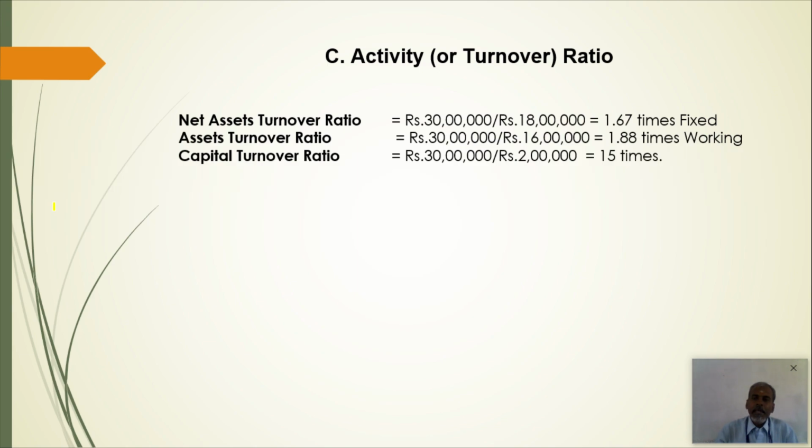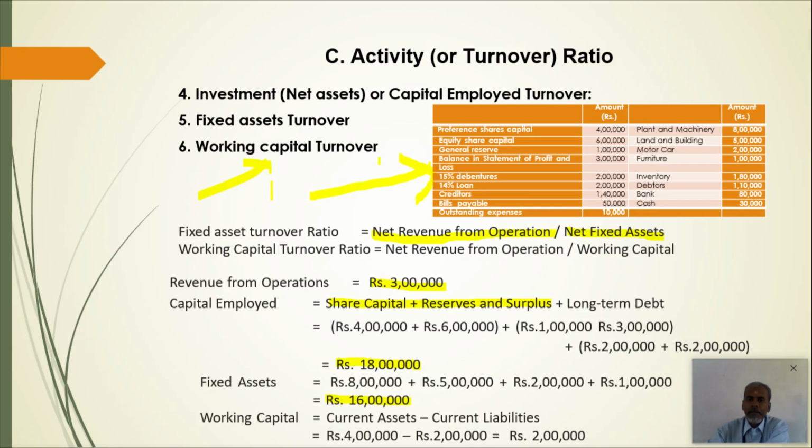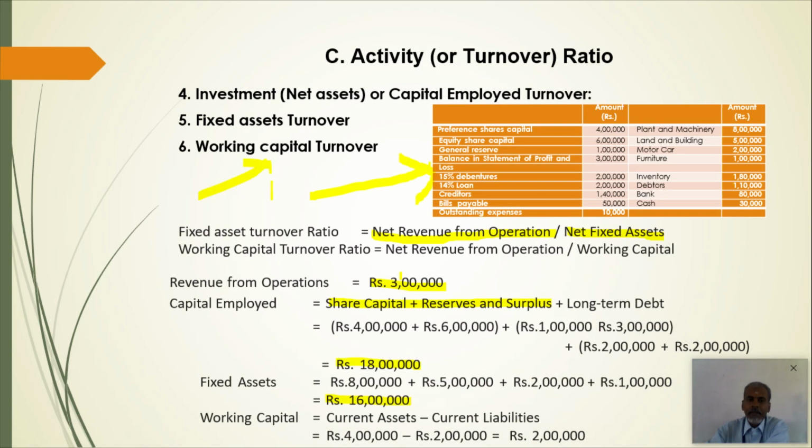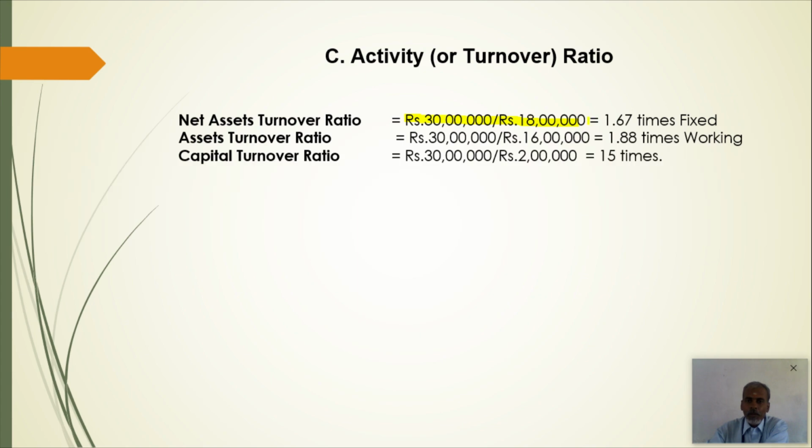So here are the calculations. You can see the calculations are made from the earlier slide. You can see 3 lakhs and 18 lakhs, 30 lakhs and 18 lakhs. So it is 1.67 times. Here it is 30 lakhs actually. 30 lakhs plus 18 lakhs, right? We will correct it.